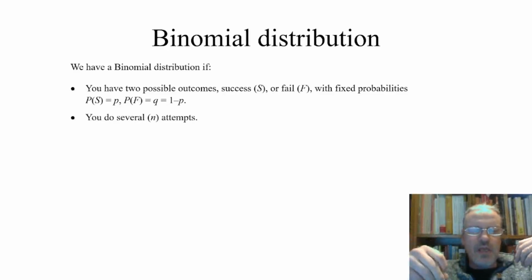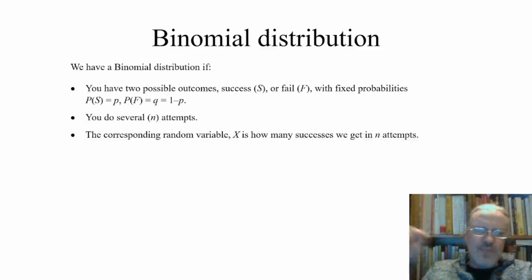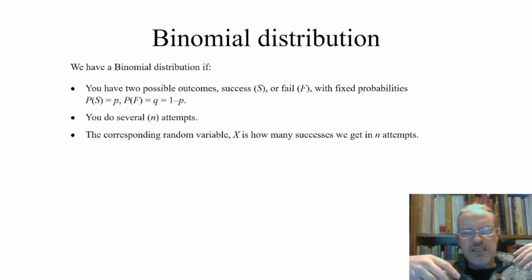So for example, if you throw a die and you throw it 6 times and the success is to get a 6, then the number of attempts will be, say, 6 attempts. Or if you do 10 throws, it will be 10 attempts. The corresponding random variable, x, is how many successes we have in n attempts. So for example, if I throw the die 10 times and I get 6s in 2 cases, then the corresponding random variable here, x, would give us 2, because we got 2 6s in 10 throws.